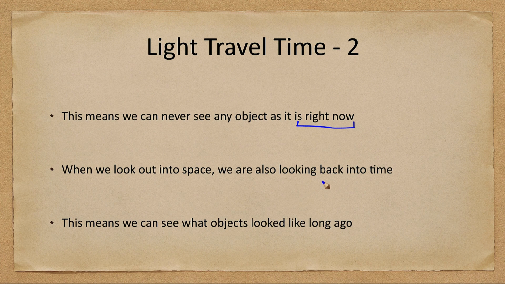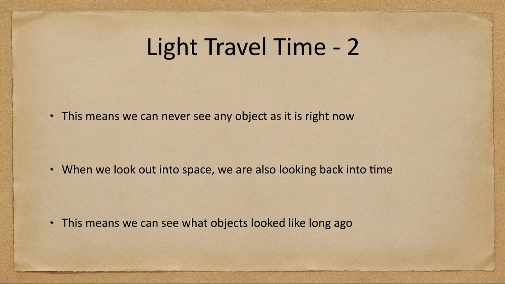This is important because we are also looking back in time when we look out into space, which is a good thing in that we can now see what objects looked like a long time ago. So when we start to talk about galaxies, we will be able to see what galaxies looked like 10, 12 billion years ago, at the very early history of the universe, simply because their light has taken that long to reach us.